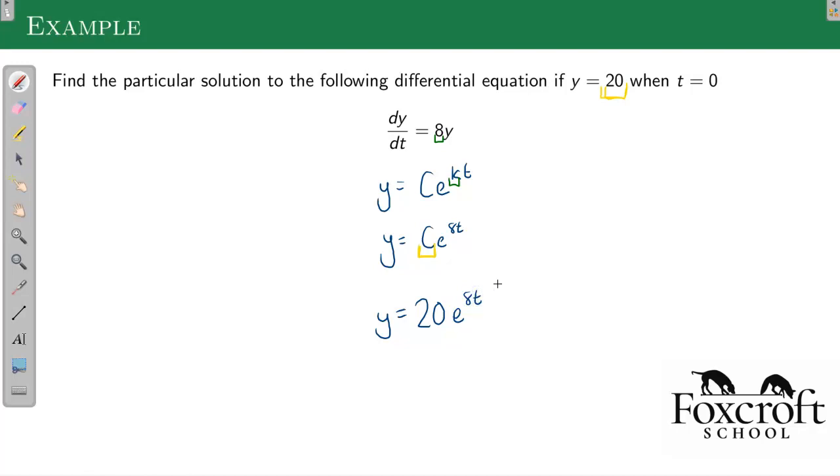So just like that, we're done. We don't have to do any integration or moving things around. We know, because this is the basic form, k goes there, initial condition goes there.